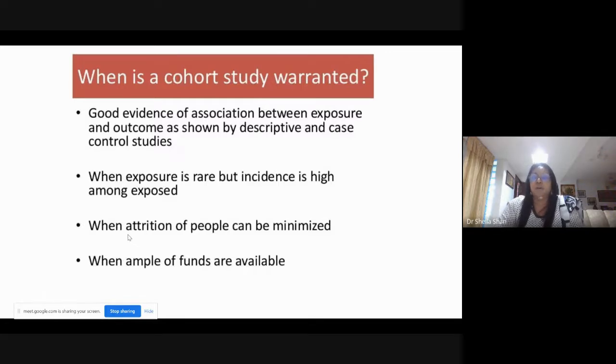Why do you choose a cohort study? Okay, it's good evidence. You want to show that when people are exposed to a certain kind of disease, what the outcome is, beyond what is shown by descriptive and case control studies. You use it when the exposure is rare, the incidence is high, and attrition can be minimized. Attrition means dropout. When you start a study, you have a lot of people, then slowly people drop out. They don't want to get involved in the study. This is when you can use a cohort study. And you have a lot of money for the study.